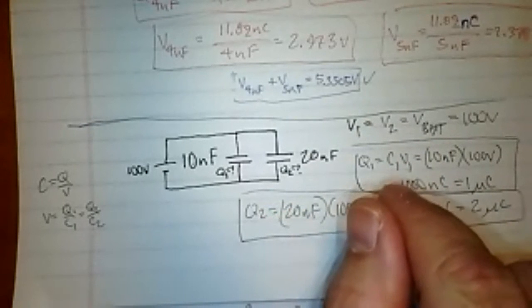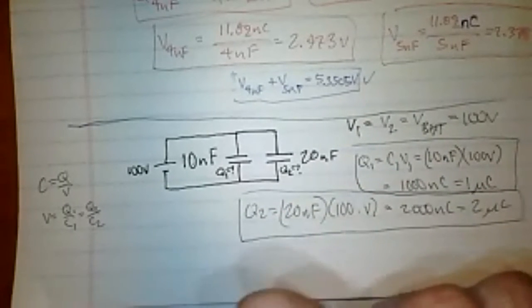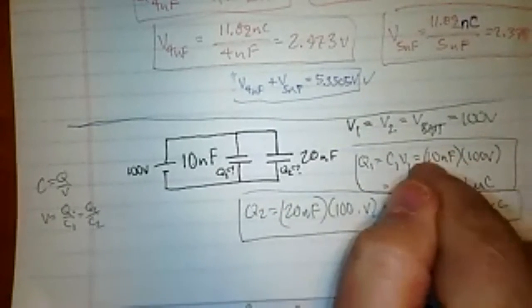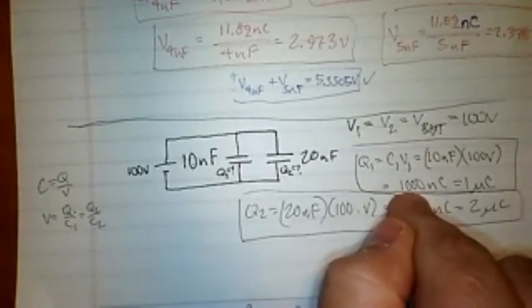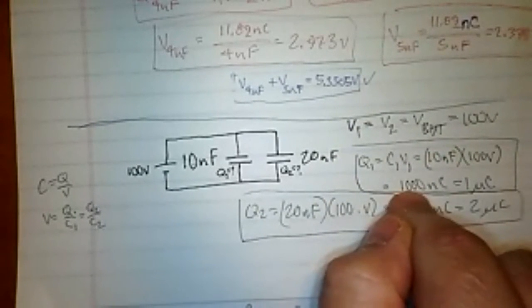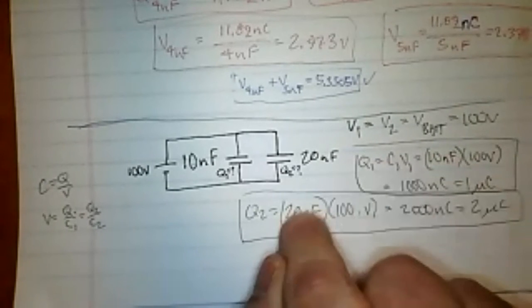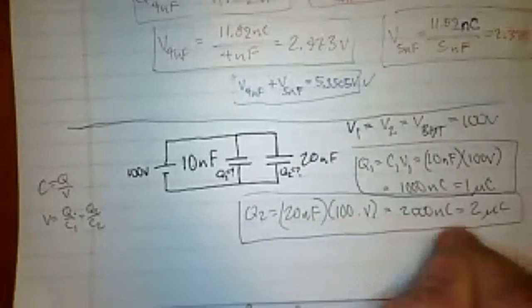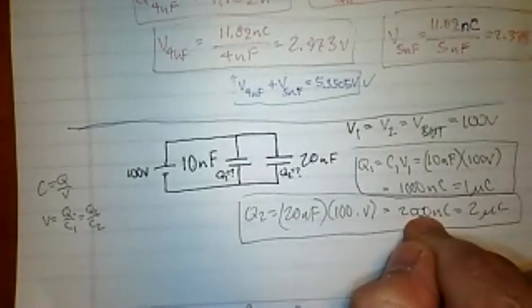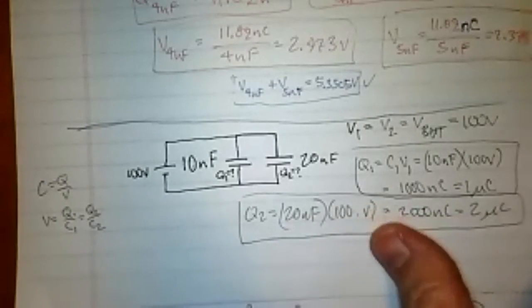Setting that equal to 100 volts, 10 nanofarads times 100 volts gives me 1,000 nanocoulombs, which is a microcoulomb. And then 20 nanofarads times 100 volts gives me 2,000 nanocoulombs, which is 2 microcoulombs. So that was the total amount of charge that we had on these.